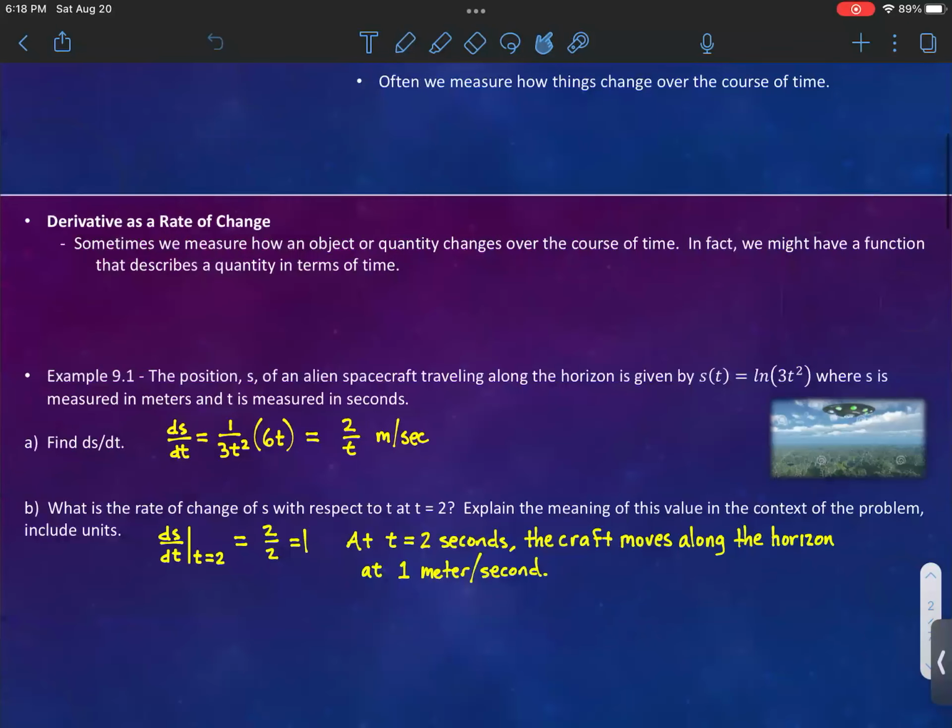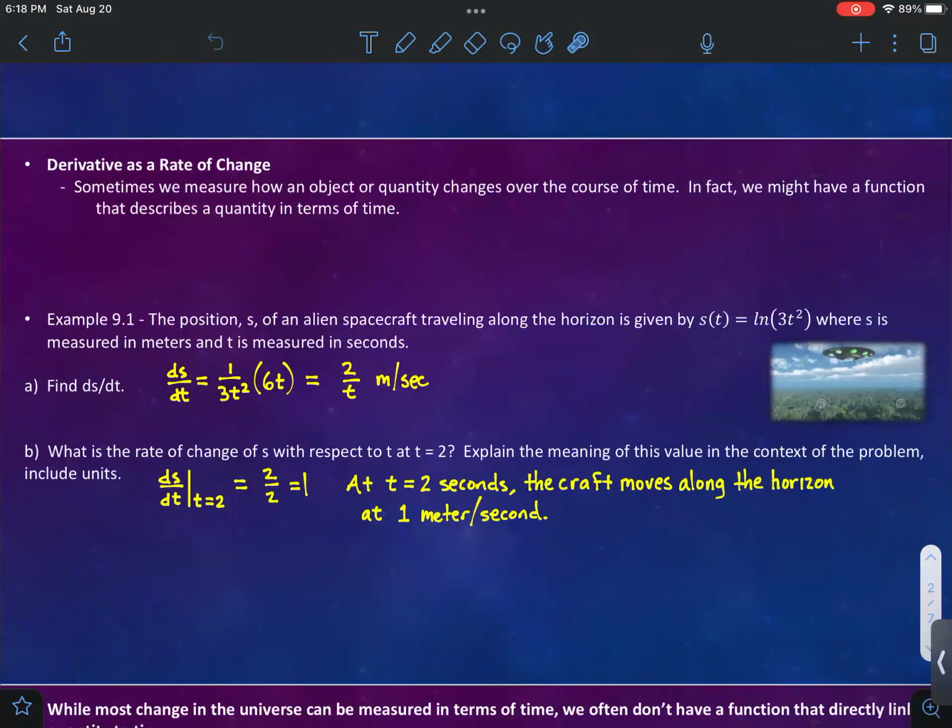Let's move on down to the next page here. Like we said, a derivative is a rate of change. We measure how an object or quantity changes over the course of time. We might even have a function that describes a quantity in terms of time. This first example is not an actual related rates problem in its standard sense. This is actually a simpler example where we do have a function described in terms of time.